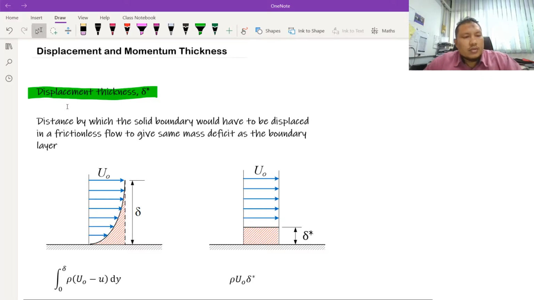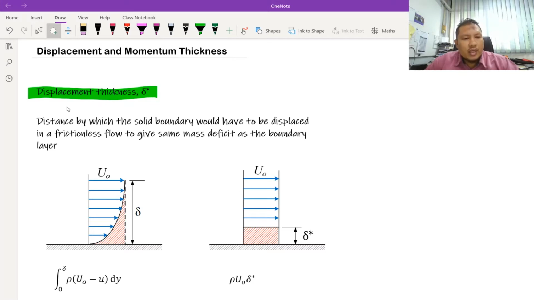What we are going to do now is take a look at a couple of definitions that are used for wall-bounded shear flow, or even free shear flow, but typically we will start with a wall-bounded shear flow, a turbulent or laminar boundary layer. And the first one we are looking into is the displacement thickness.